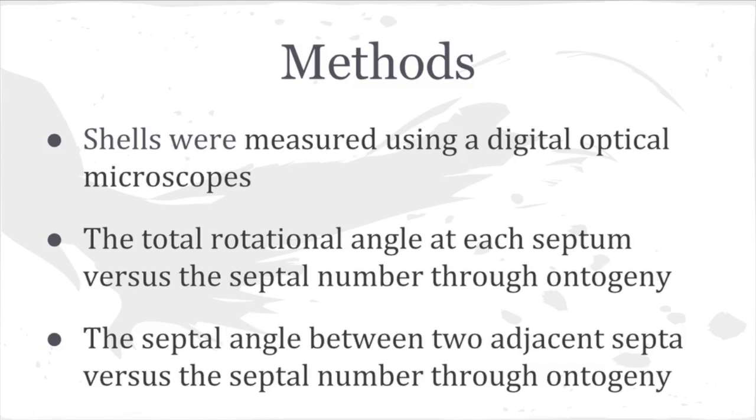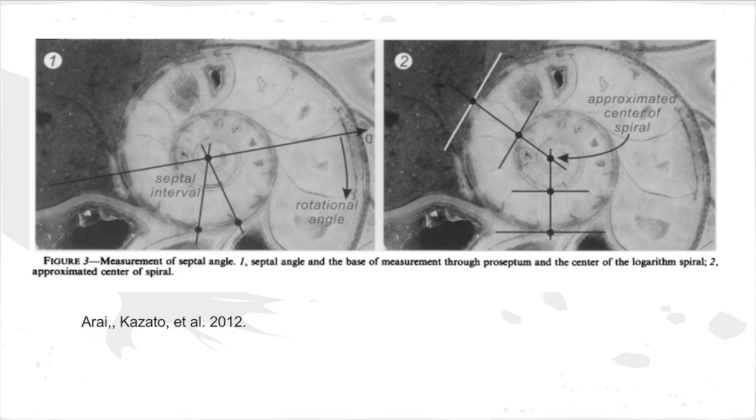Each specimen was polished along the median plane using silicon carbide powders. They were measured using a digital optical microscope. After they were measured, scientists determined that they would make two comparisons regarding the rotational angle and septal angle of the shell. First, the total rotational angle at each septum versus the septal number through ontogeny, and second, the septal angle between two adjacent septa versus the septal number through ontogeny.